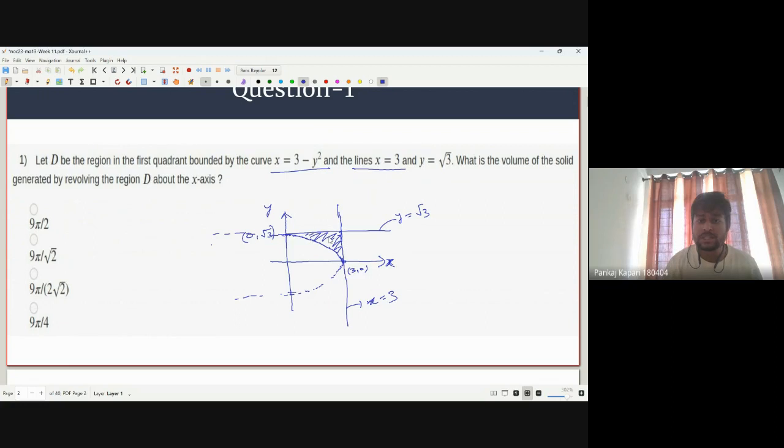We have to revolve this particular region about the x-axis. It's given that we revolve this about the x-axis, and then a solid is generated. You get one solid, and that solid will look something like this. Let me try to draw this solid. It will be very symmetric. It is a circular solid.